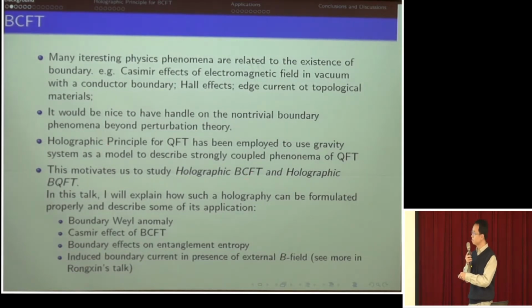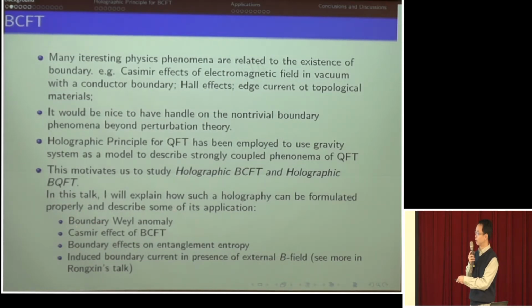So this is the motivation. In this talk, we explain how such a holographic principle can be formulated and well defined, mostly for boundary conformal field theory, but in general this technique can be generalized to quantum field theory. And then I will explain some of the applications which we have considered.